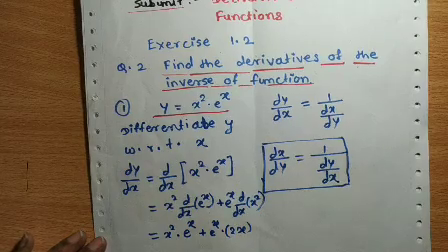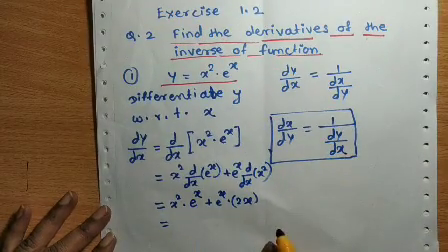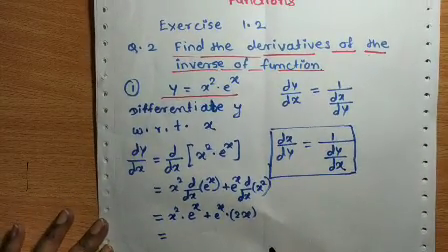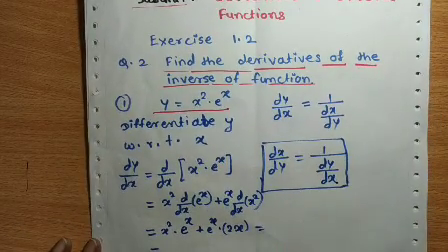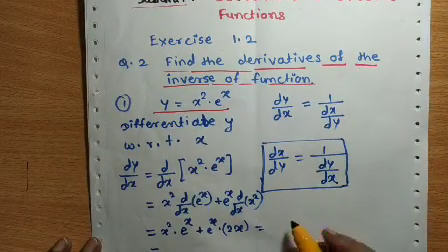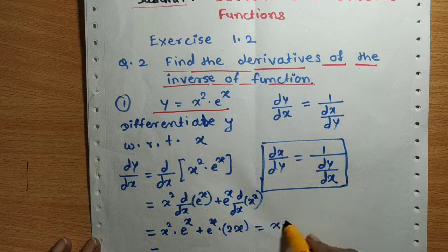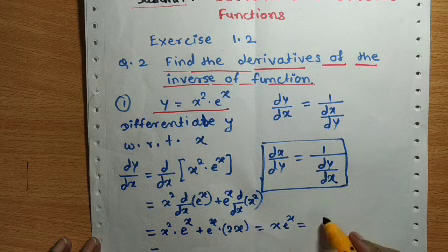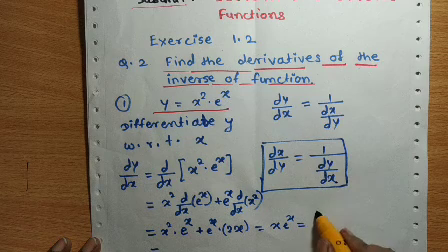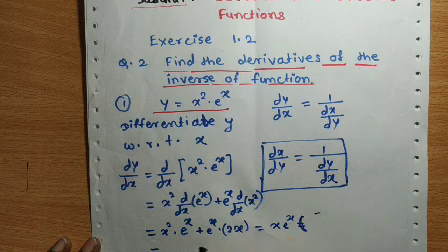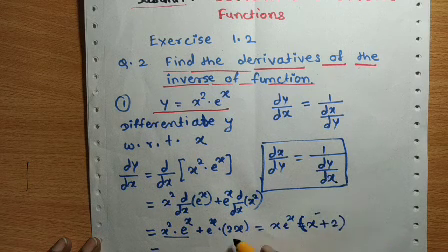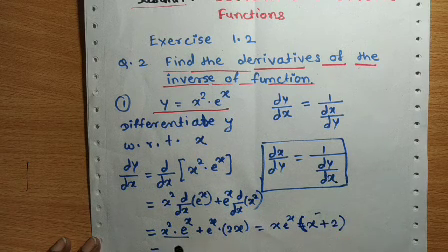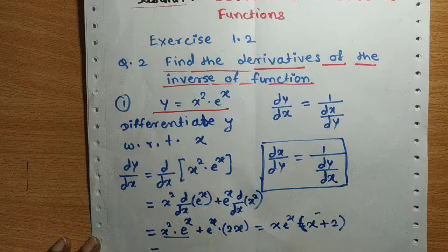From these two terms, we can take x into e raised to x common. It becomes x remaining in the first term, plus 2 remaining in the second term. This becomes dy by dx.